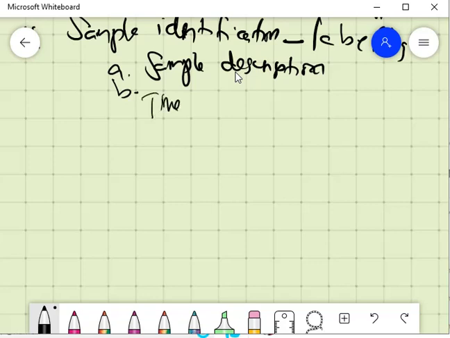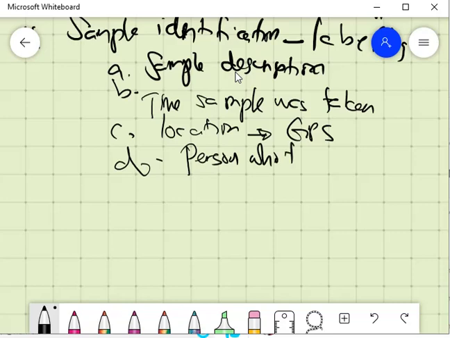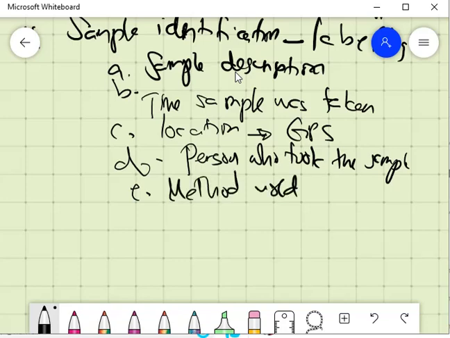So this also includes the time the sample was taken, and then the location of the sample. Asa siya na take. Best to use GPS, okay? Kay na-jud na siya sa map. And then the person who took the sample, of course. And then the method used to take the sample, okay?